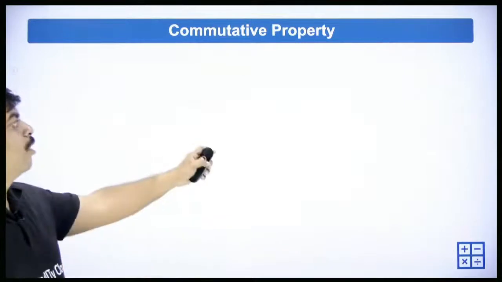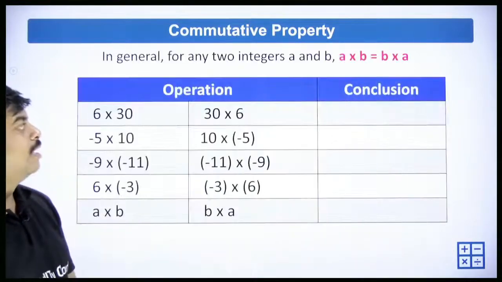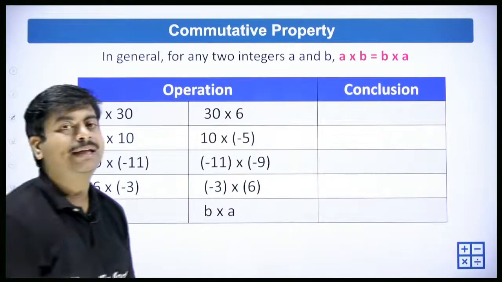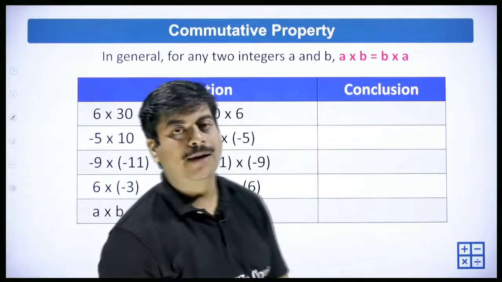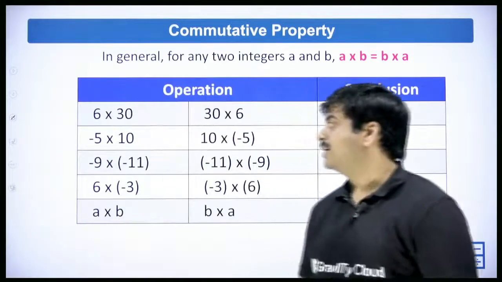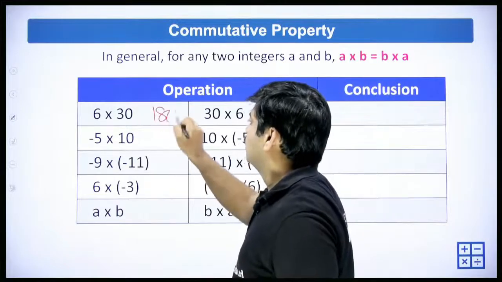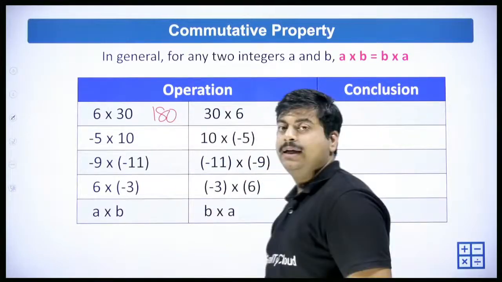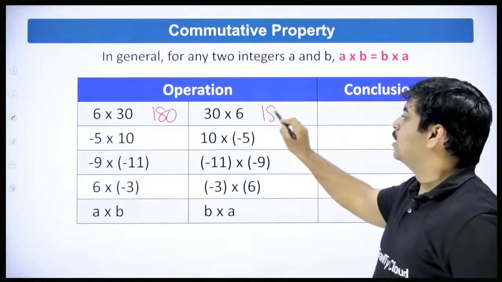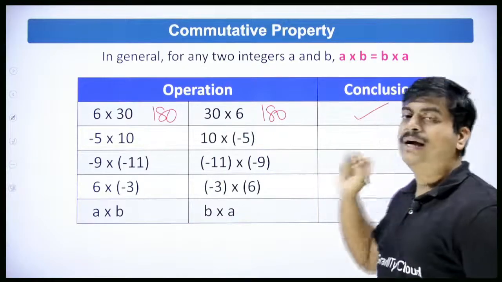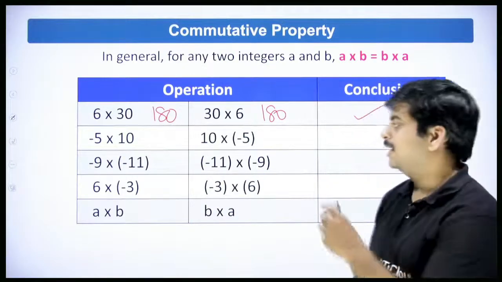We're going to discuss the same property with multiplication. A into b and b into a. So what we can see here: 6 into 30 is 180, and 30 into 6 is also 180. So in this case, I can say that both are the same. But what about the next one?